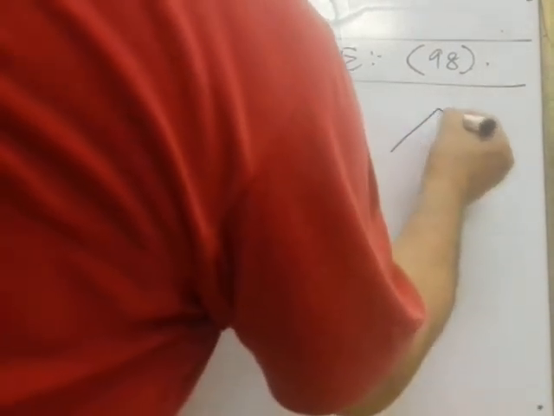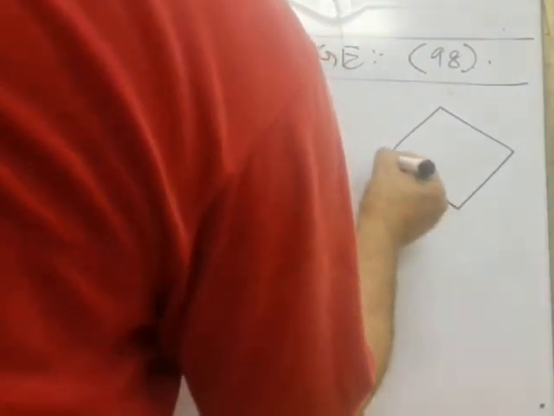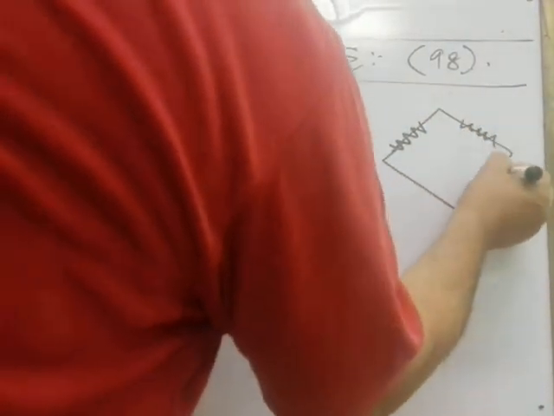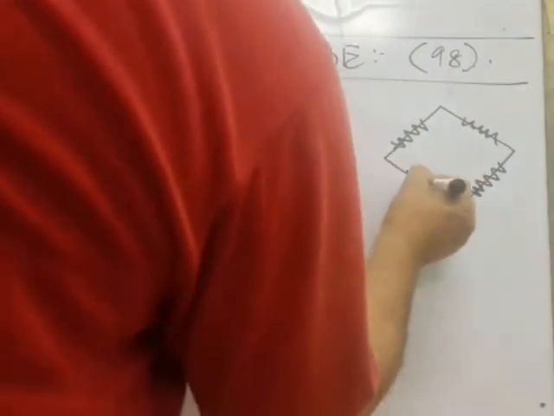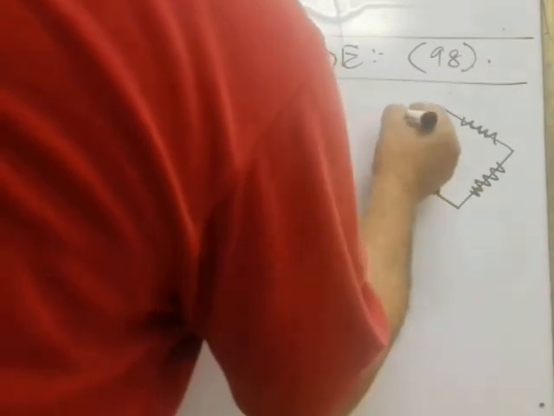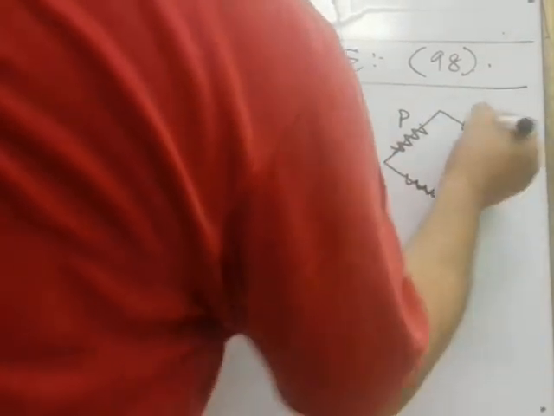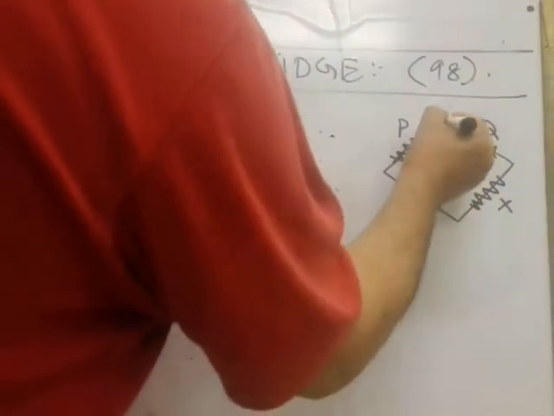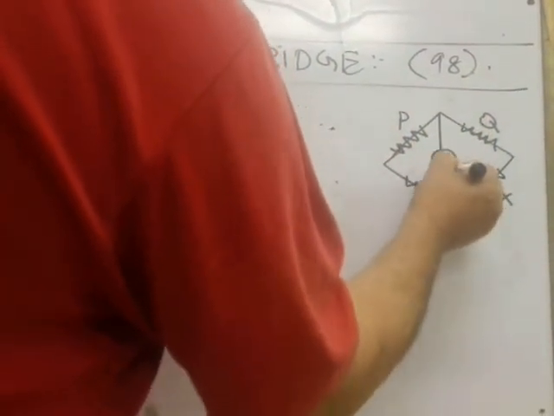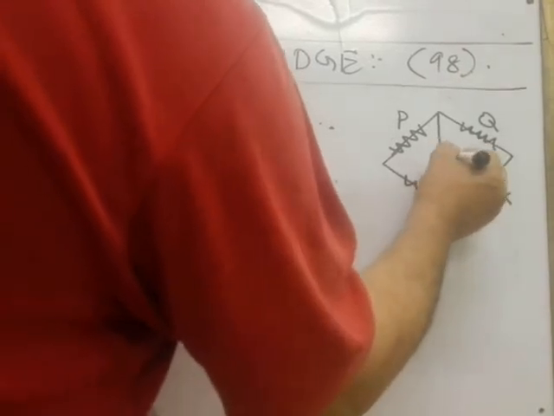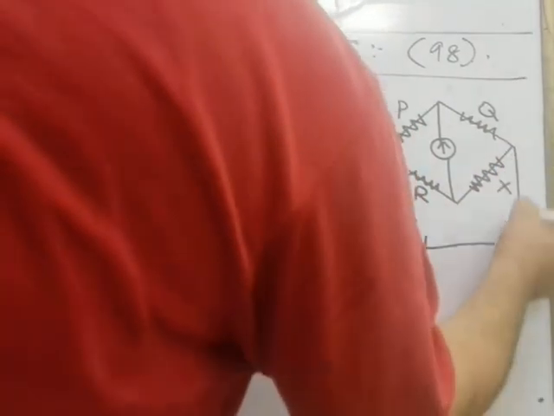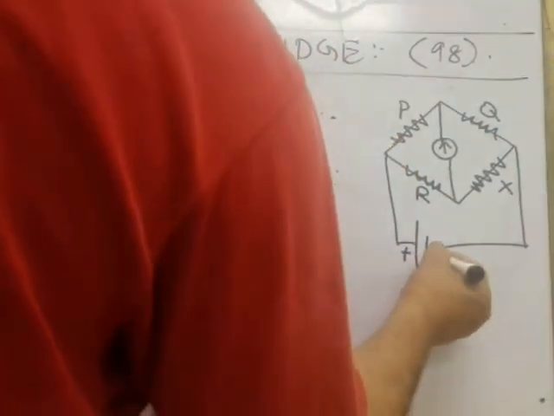For example, 4 resistances are connected like this. This is resistance P, this is Q, this is R, and this is the unknown resistance X. A galvanometer is inserted like a bridge between the resistances, and a battery is connected like this. This is high potential, this is low potential.